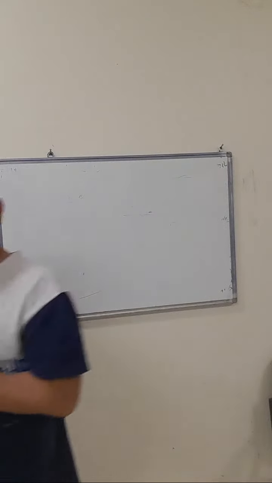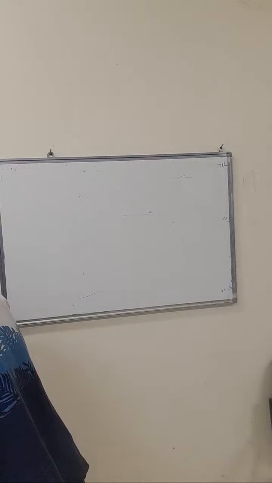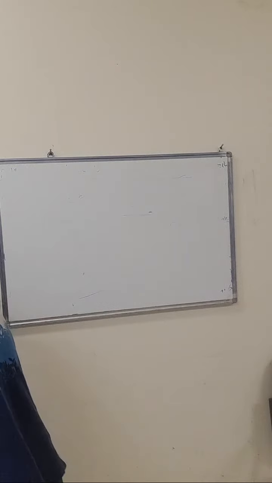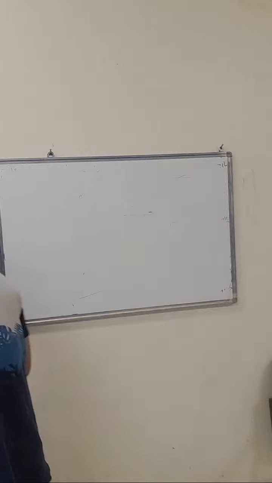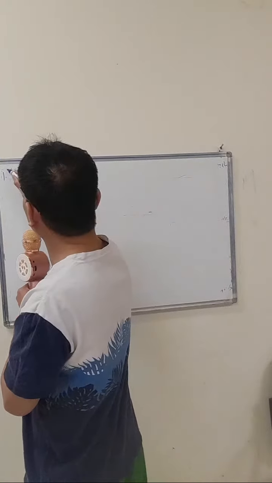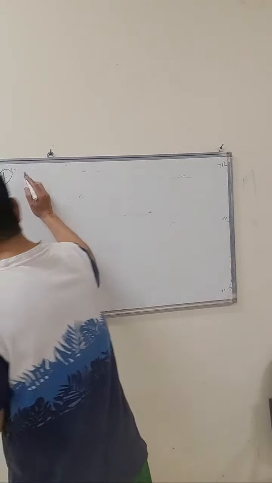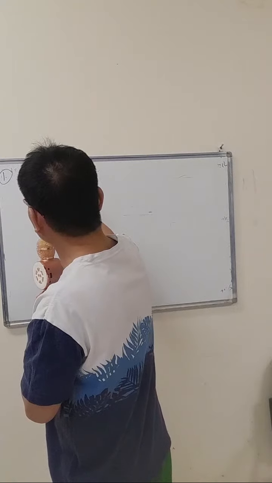Okay, welcome back! Problem solving. Calculate the normality of acid if 21.18 milliliters is used to titrate 0.1369 grams of sodium carbonate. So, calculate the normality.